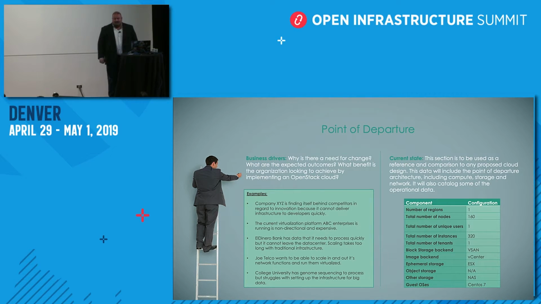And College University has genome sequencing, right? They struggle with setting up the infrastructure for big data. They want to push out big Hadoop clusters to do genome work, but they also want to collapse them down very quickly. And they want to let the users do it themselves, and they want to meter it. Can't do that with any other platform. So these are the types of business reasons, business objectives that are important. I talked before about current state and taking a list of capacity. On the right, that's a little bit of that.